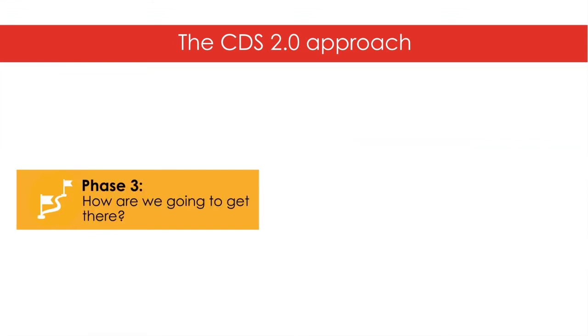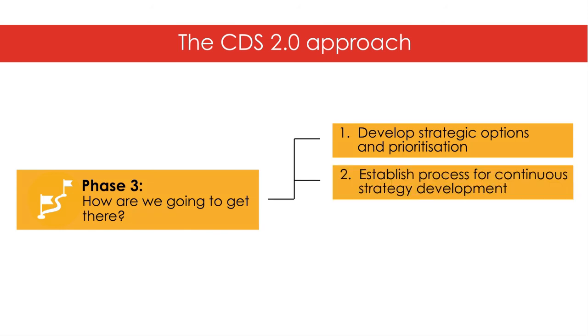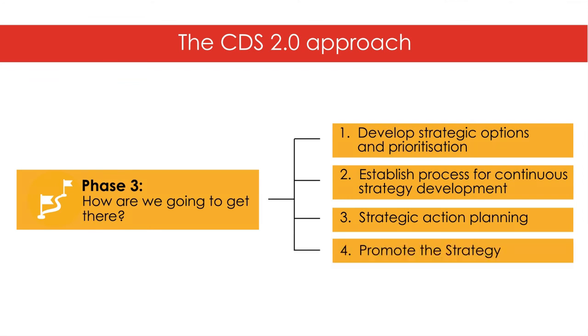Phase 3, how do we get there? This phase involves formalizing strategies, programs, and projects and prioritizing them for implementation. First, transform the vision and objectives into strategic options and create an outline budget. Next, establish a process for continuous strategy refinement and confirm timelines with responsibilities. Agree on an institution for monitoring and feedback and decide on the final multi-sectoral investment plan. Finally, create a marketing campaign to promote the strategy. Time frame, months 7 to 12.